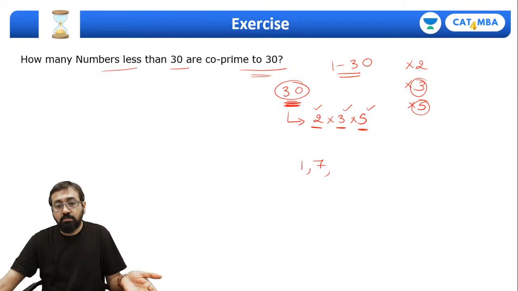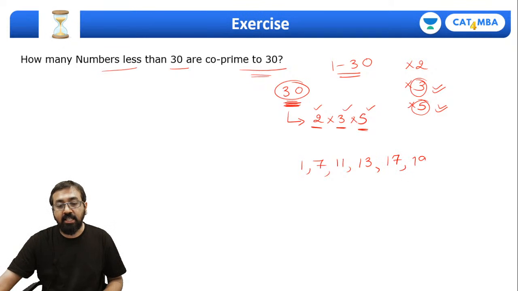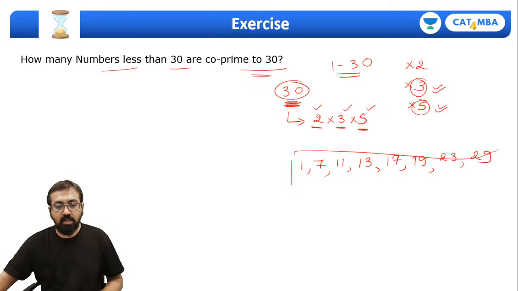Now in the odd numbers also, we can't take odd numbers which are multiples of 3 or 5. So we can't take 9, 11. Yes, we can take 13. We can take, but 15 we can't take. 17, 19 we can take, but 21 we can't take because 21 has 3 in that. Then we can take 23, again 25 we can't take, 27 we can't take, we'll have to take 29. So see how many numbers are co-prime to this 30. These are those numbers which are co-prime to 30.